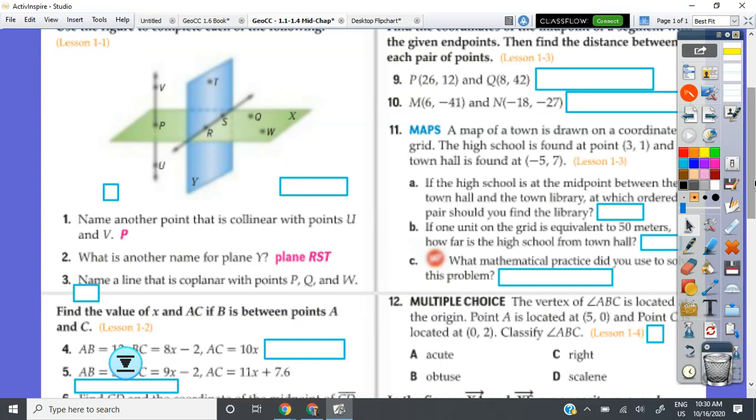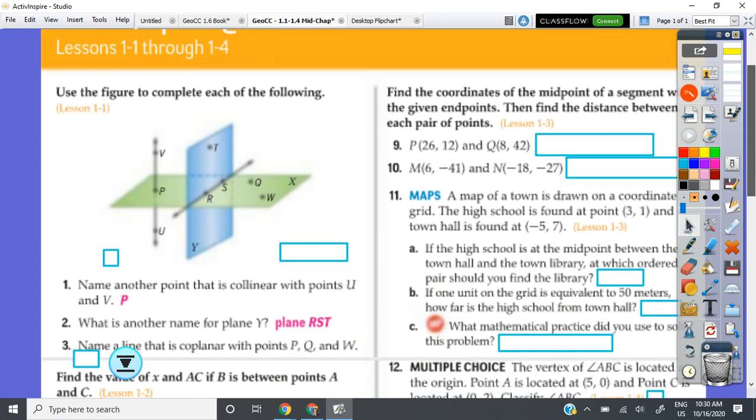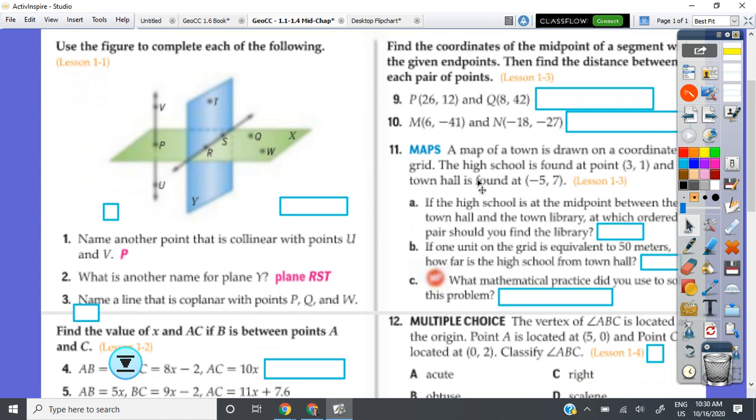Okay, this is the mid-chapter review for 1-1 to 1-5, Chapter 1, page 45. Number 1 is P. It says name another point that is collinear with point U and V. So U and V in the same line would be P. That's the only answer.